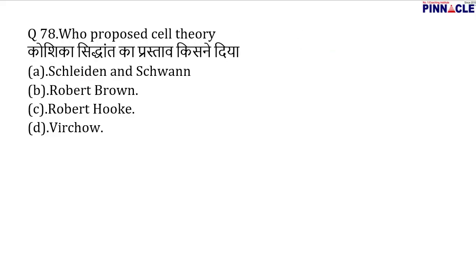Who proposed cell theory? We have to name the scientists who proposed cell theory, and it was Schleiden and Schwann. According to cell theory, all plants and animals are made up of cells, and the cell is the basic unit of life. That is the basic cell theory which was proposed by them. So for question number 78, A is the correct option.